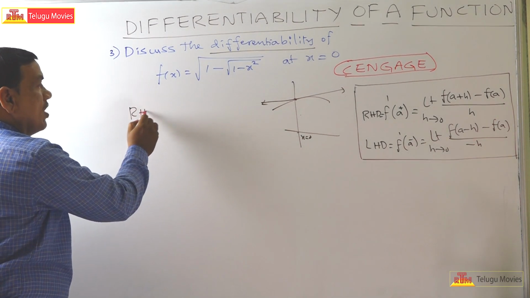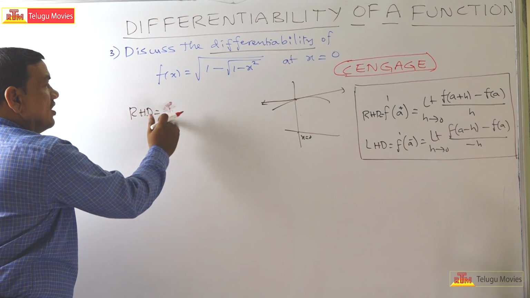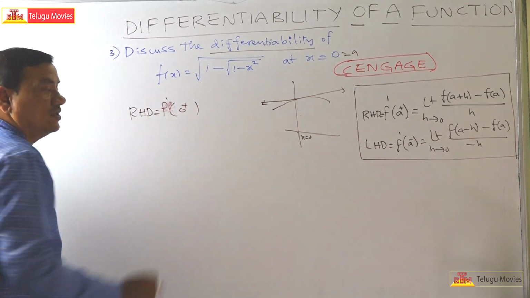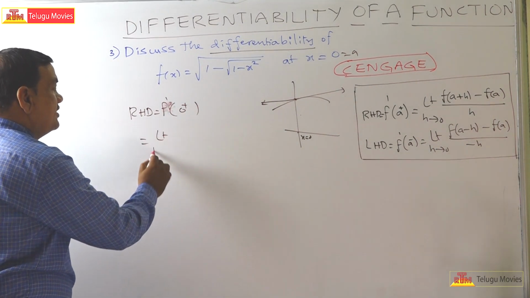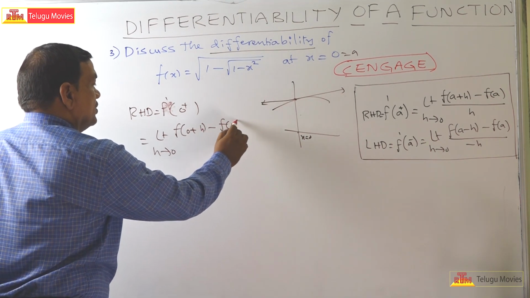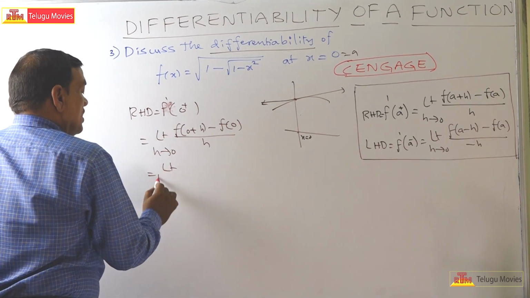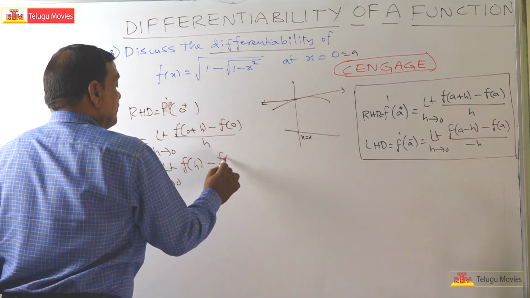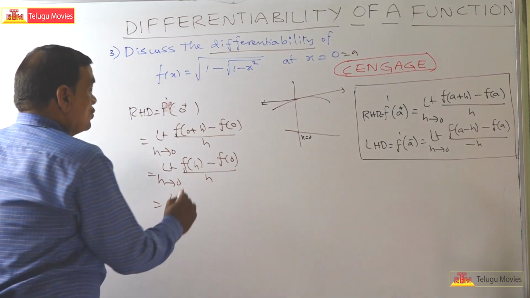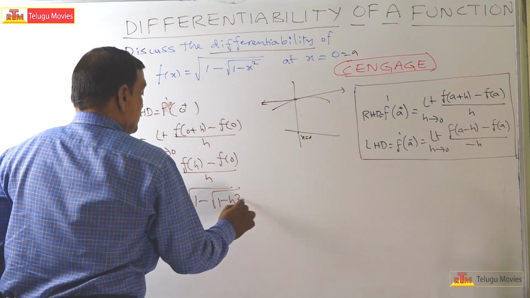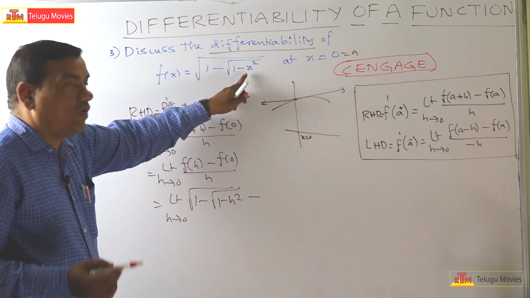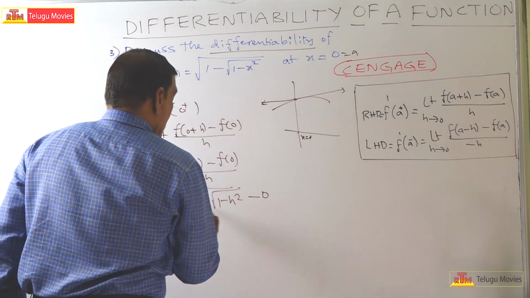Let us check the right hand side derivative, RHD. So this is called f dash of a plus, where a means x is equal to a. So here, 0 plus. That is equal to limit h tends to 0 of f of a plus h, that is 0 plus h, minus f of 0 by h. So that is equal to limit h tends to 0 of f of h minus f of 0 by h. F of h means root of 1 minus root of 1 minus h square, minus f of 0. Wherever x is there, substitute 0: 1 minus 0 is 1, root 1 is 1, 1 minus 1 is 0, upon h.